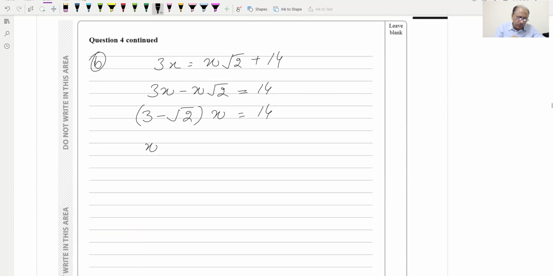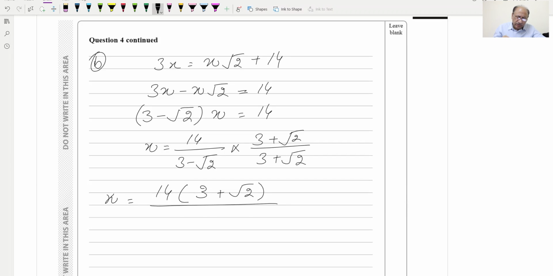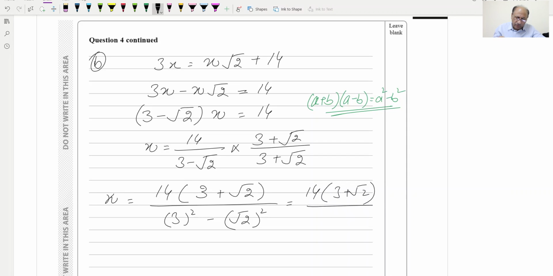And now we can find x also. x will be equal to 14 over 3 minus root 2, and we can rationalize this. For rationalization we take the opposite sign, so instead of 3 minus root 2 we take 3 plus root 2 over 3 plus root 2. After rationalization it will be 14 into 3 plus root 2, divided by a plus b into a minus b, which is equal to a squared minus b squared. This formula we will be using, so this will be 3 squared minus root 2 squared, which is 9 minus 2.